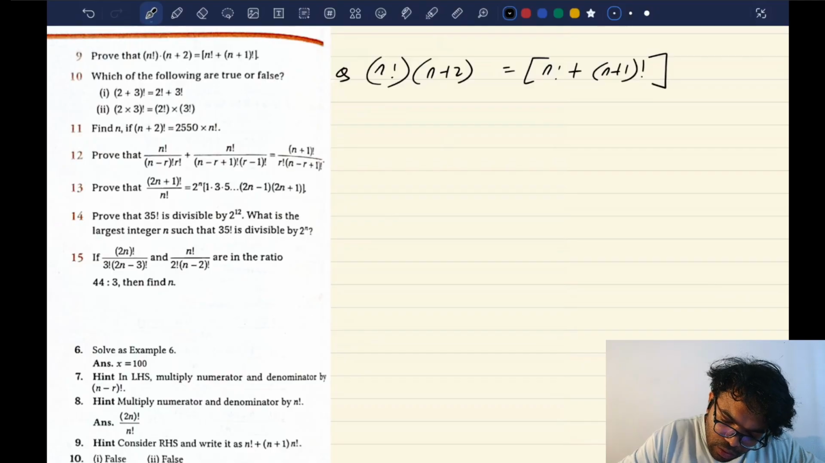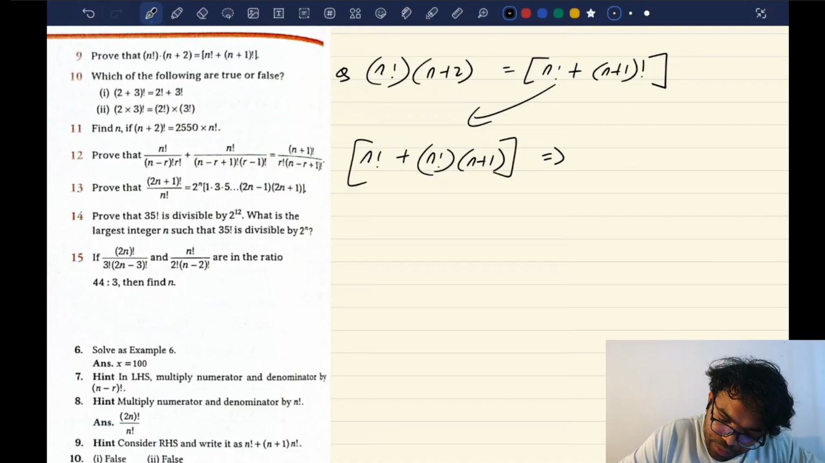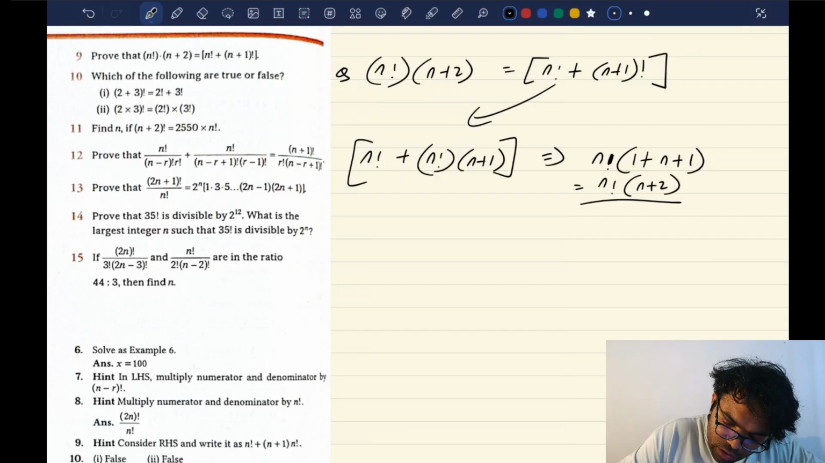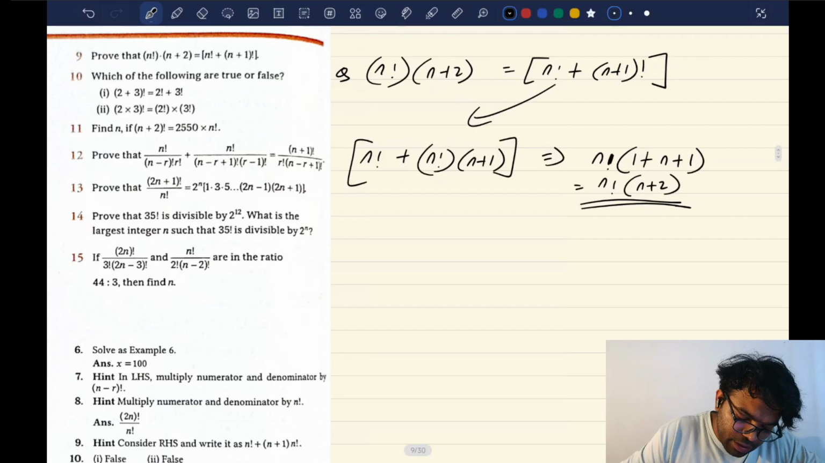Yeah. So let's look at the RHS. N factorial plus you have n factorial into n plus 1 is equal to, let's take the n factorial outside. So we'll have n factorial into 1 plus n plus 1 is equal to n factorial into n plus 2. Clear? Very good.